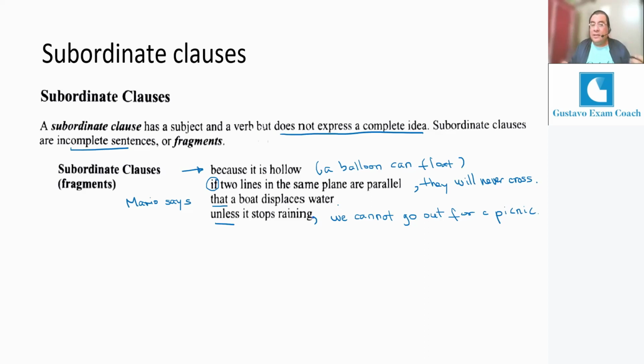So we see how subordinate clauses are very interesting, because in each of these examples, if you remove the first word, the subordinator, I'm encircling each of them with a red circle, these words, because, if, that, unless, can be removed. If I remove them, then what is left in each case is an independent clause. It is hollow. Two lines in the same plane are parallel. A boat displaces water. It stops raining. Yeah, they sound like complete ideas on their own. Of course, provided that we have some appropriate context where we can express these ideas or sentences or clauses, right?